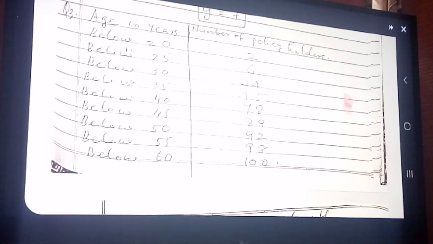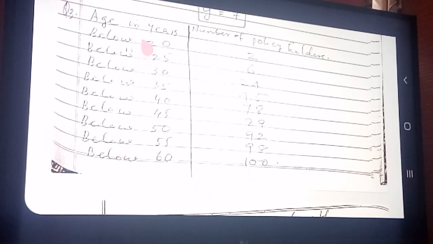After seeing this table, you can very clearly understand what type of table is given. Is the original frequency distribution table given? No. What is given? A less than cumulative frequency table is given. So this less than cumulative frequency table you have to convert to an ordinary frequency table. Then only you can do the sum. Okay, so this less than cumulative frequency table we have to convert to an ordinary frequency table.